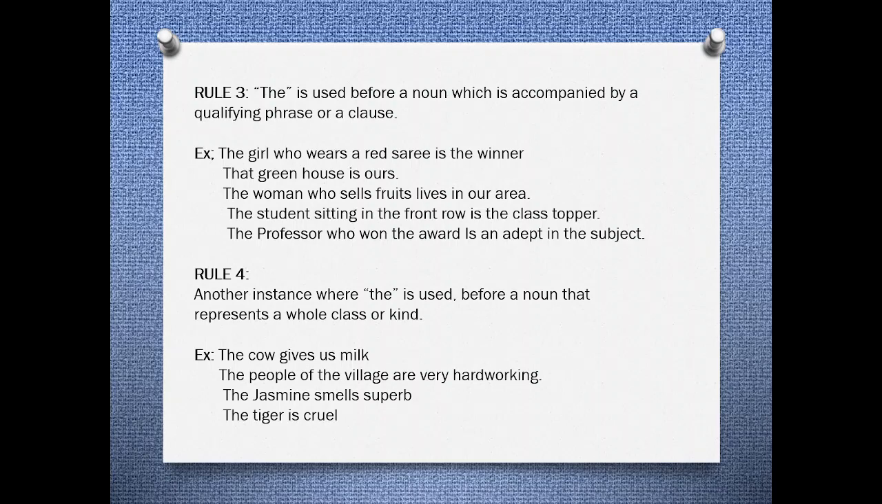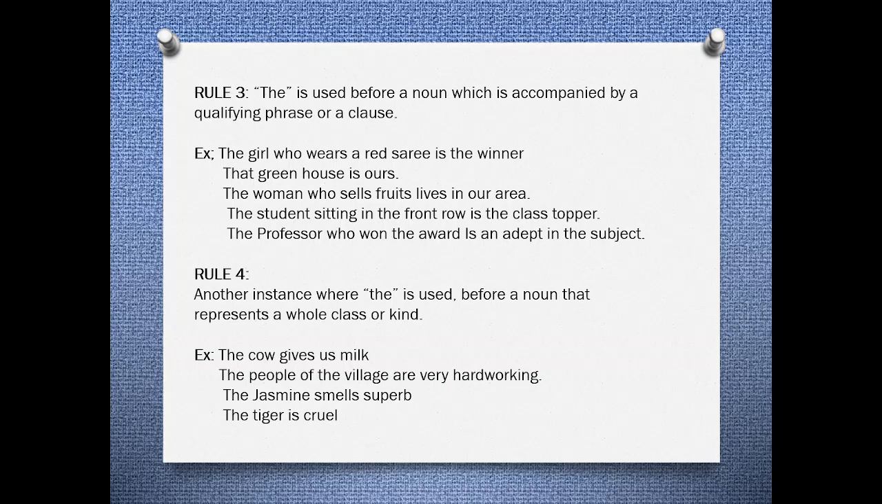The student sitting in the front row is the class topper. The professor, now the qualifying phrase, who won the award? The professor who won the award is an adept in the subject. So, when you are mentioning a person, or when a noun is being accompanied by a qualifying phrase, there is a necessity for using the article the.